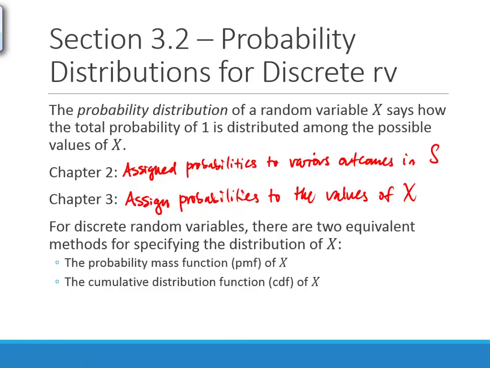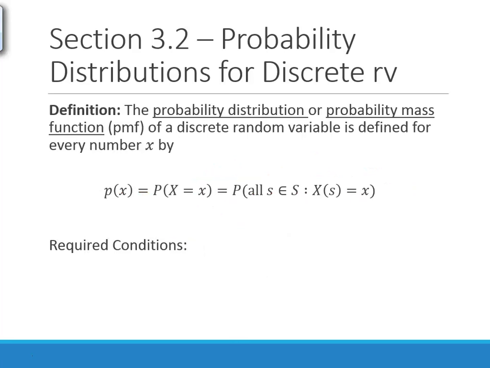And so for discrete random variables, there are sort of 2 equivalent ways that we can specify these probabilities for X, or the probability distribution of X. The first one that we'll talk about is the probability mass function. We're going to abbreviate that PMF. And we can also define this using the cumulative distribution function, or the CDF of X. So what are these 2 things? Well, let's find out. So the probability mass function for a discrete random variable is defined for every number x as it's listed here.